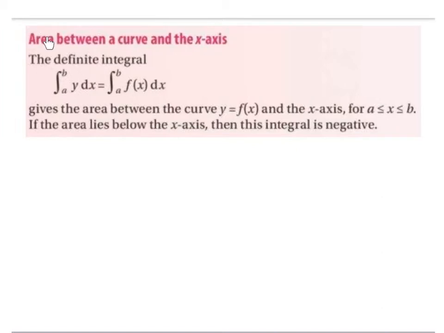So to summarise, the area between a curve and the x-axis is given by the definite integral. The integral of y dx between the limits a and b is equal to the integral of f of x dx between the limits a and b. This gives the area between the curve y equals f of x and the x-axis for x values between a and b. If the area lies below the x-axis, then this integral is negative.